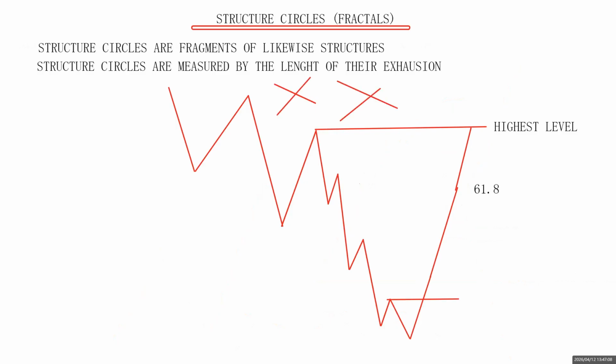We have no business with these big structures because the change of character we can see right here is of a small structure. Remember, structure circles are measured by the length of the exhaustion. So if the length of the exhaustion that is changed is of a small structure circle, then it has no business with the big structure circle. Okay, so that is very important.